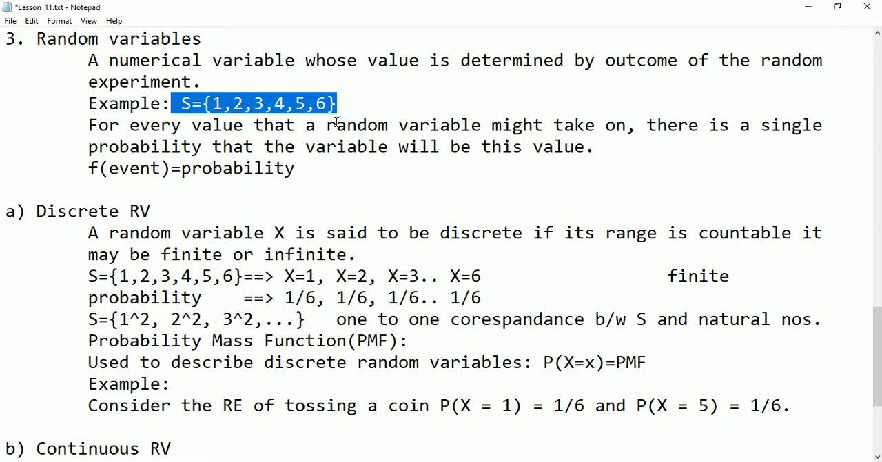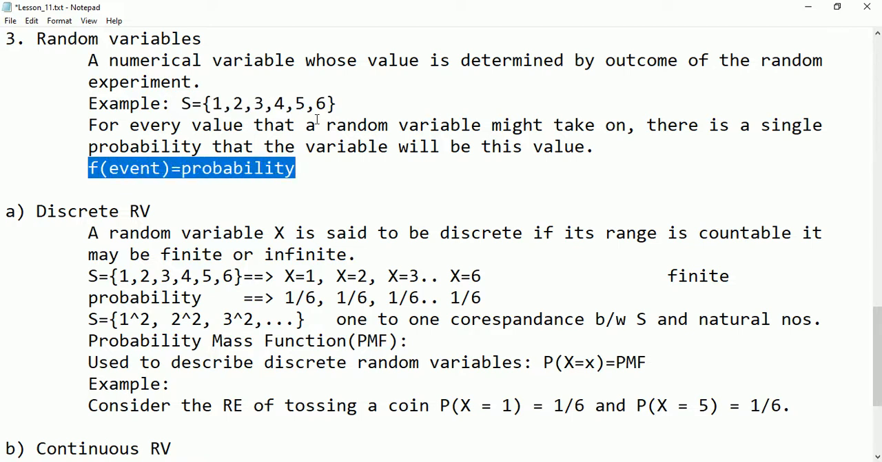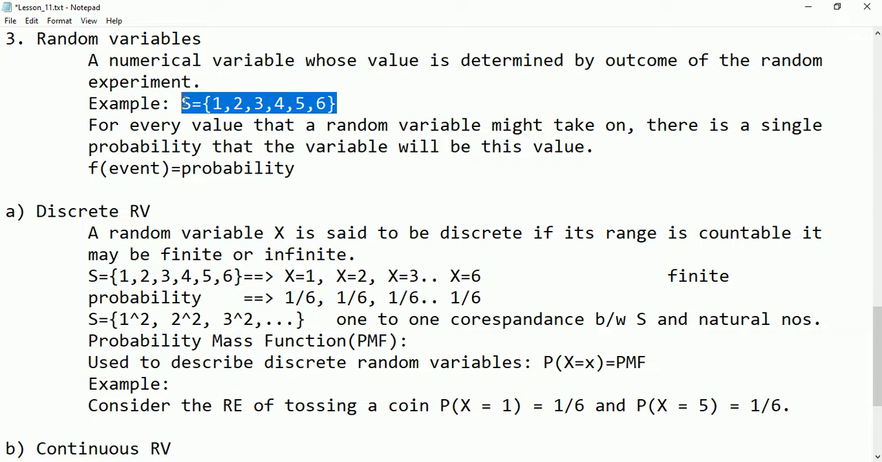For every value that the random variable might take on, there is a single probability that the variable will be this value. So it can be shown like this: f of event is equal to its probability. Each and every one of these events has a probability. What is the probability of 1? 1 by 6. Probability of this one is also 1 by 6. Probability of this one is also 1 by 6. Each of them has one probability.